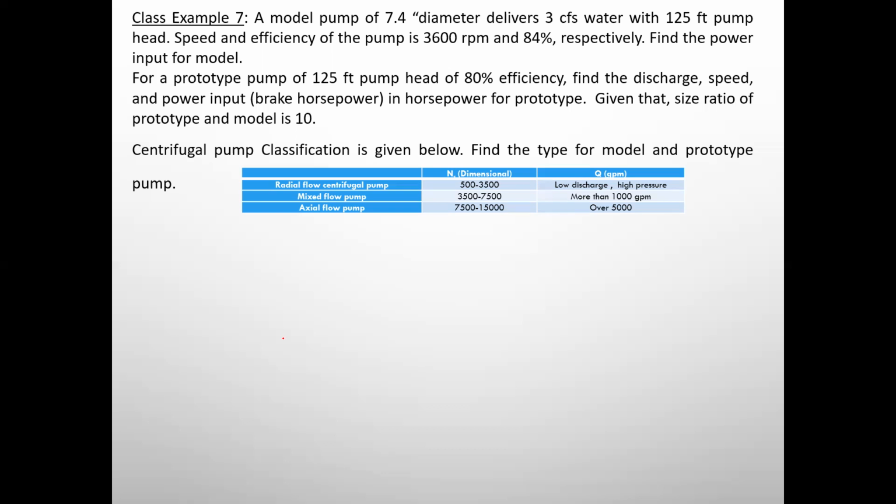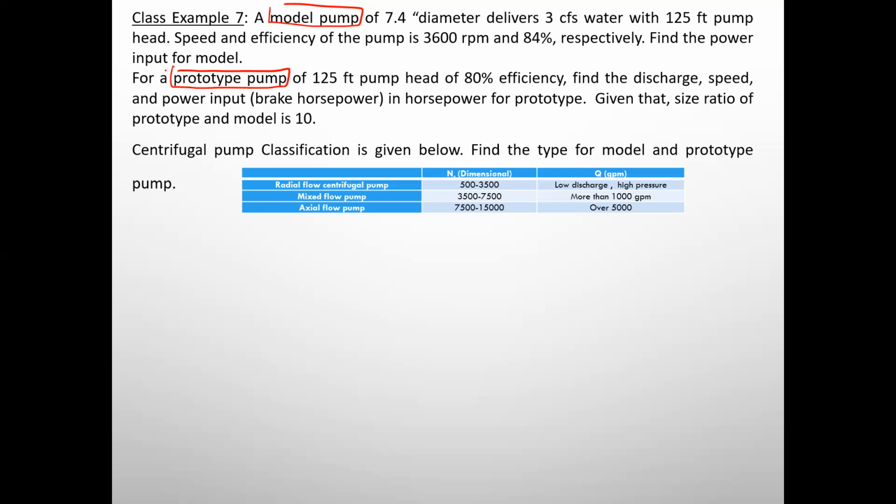Since we have multiple pumps here, one is model and one is prototype, we know these are geometrically similar pumps, and we will use that set of equations here. Now, let's write down all the given values that will help us identify what the given values are and what we need to calculate.